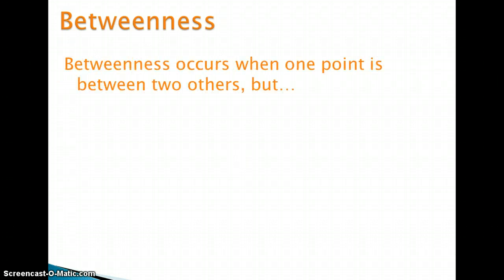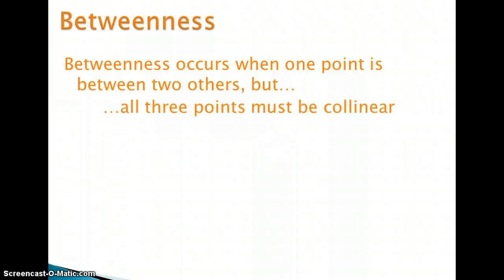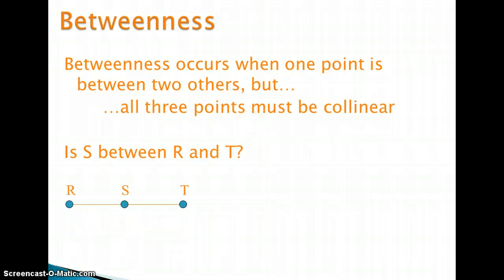Betweenness. Betweenness occurs when one point is between 2 others. But in order for that to happen, all 3 of the points, or 4 points, or whatever you have, must be collinear. They must be on the same line. So we want to know if S is between R and T.